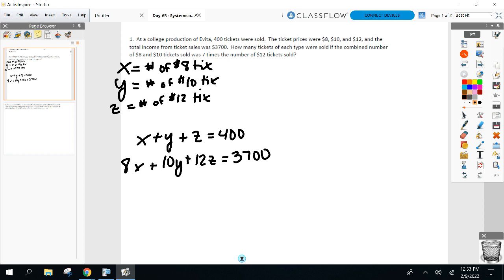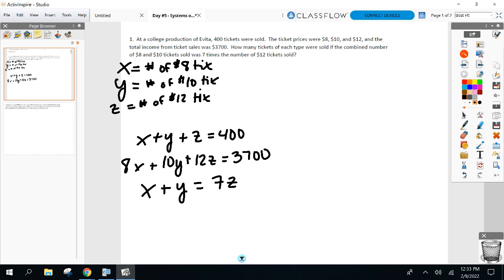Combined. X, well, this isn't with the money now. This is just the number of tickets. X plus Y was 7 times the number of $12 tickets. 7Z. So there are all three equations. Now it's our job to somehow solve for each variable.